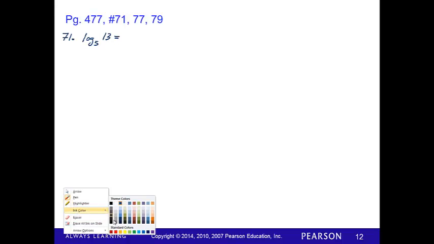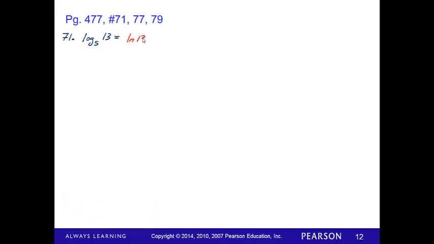Alright, let's go in our books to page 477 still. We got 3 more problems to look at. So let's start with number 71. Number 71 says use common logs or natural log and a calculator to evaluate to 4 decimal places. So 71 has log base 5 of 13. Well, our calculator does not work in base 5, so I'm going to use the natural log. So this is going to become the natural log of 13 divided by the natural log of 5. You see, it's automatically the natural log of the argument divided by the natural log of the original base.